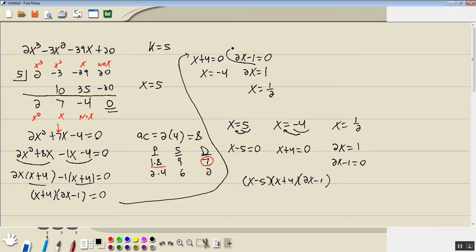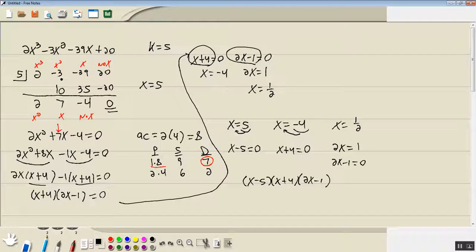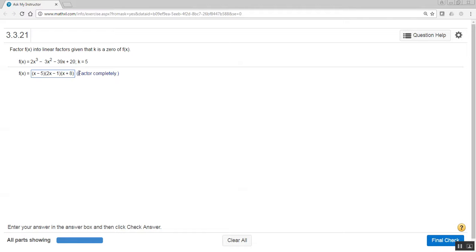Now you could have gotten a couple of factors just from right here before we solved it. But for x equals 5, you would have had to do that. And x minus 5, 2x minus 1, x plus 8. Looks like that's where it's off.